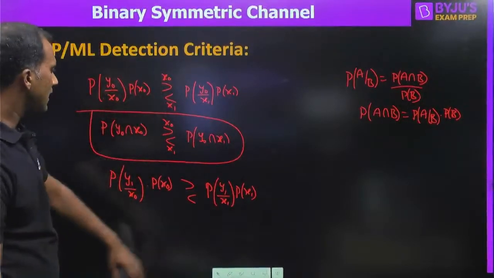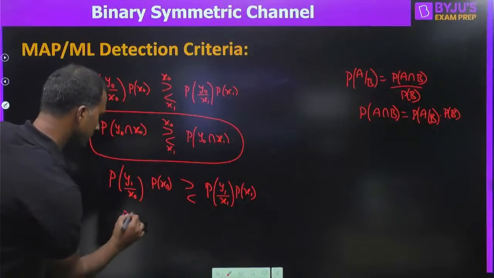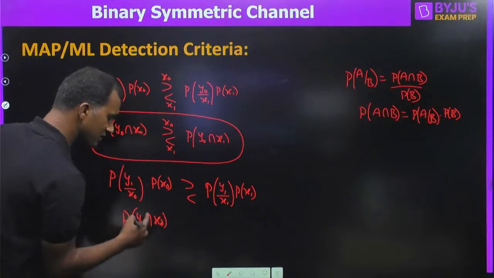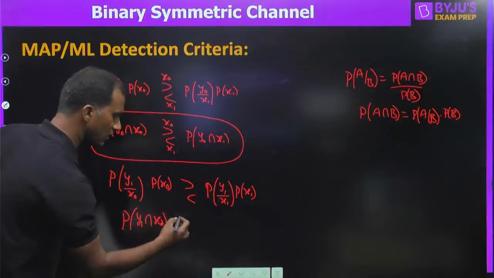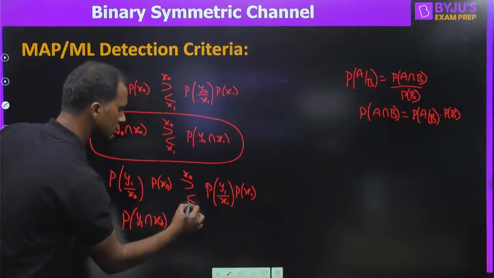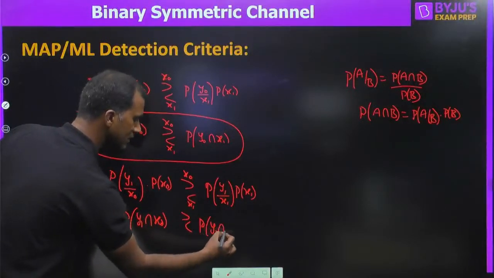Okay, so we got the conditions. Let us write the final condition here. We can write this as P of Y1 intersection X naught. Y1 intersection X naught we can also write as X naught intersection Y1. Anything is fine, order is not important here. X naught is the decision here. X1 is the decision here. And here this is Y1 intersection X naught.